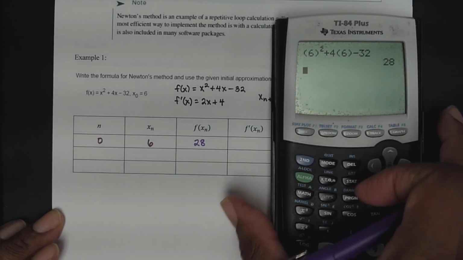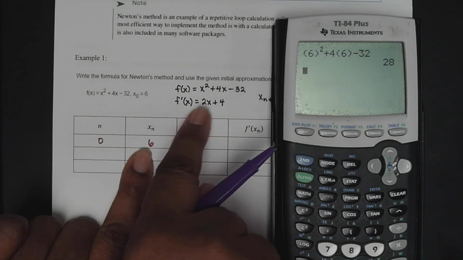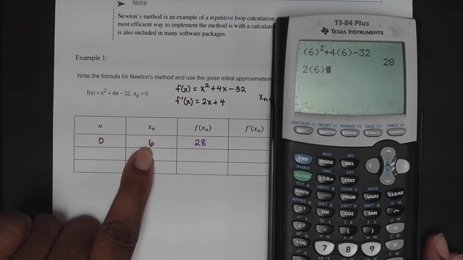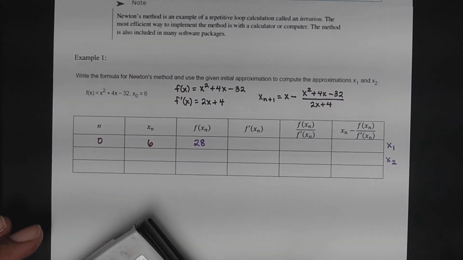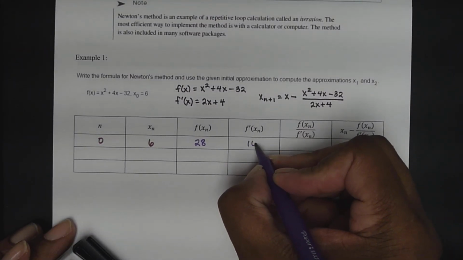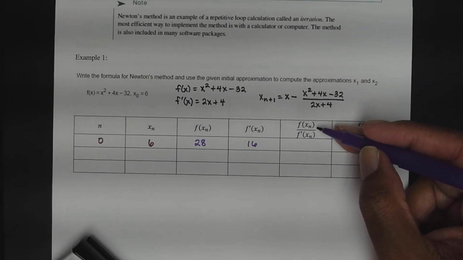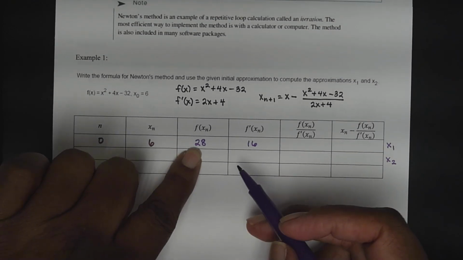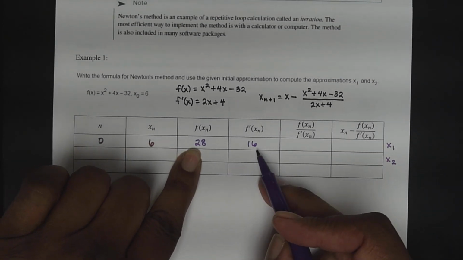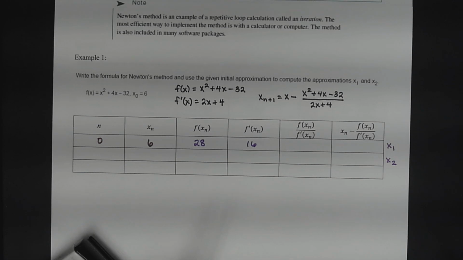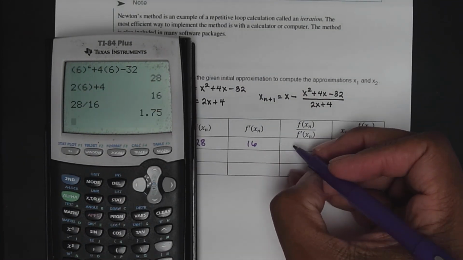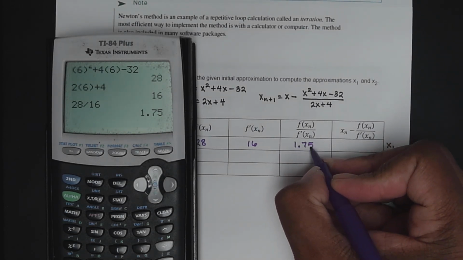And now f prime of x, I want f prime at x equals 6. And f prime of x is 2x plus 4. So I'm going to substitute that x with 6, so it would be 2 times 6 plus 4. That will equal 16. So f prime of x is 16 here. Now the next column is f of x of n divided by f prime of x of n. That's this number, which is 28, divided by this number right here, 16. So if I do 28 divided by 16, that will give me 1.75.